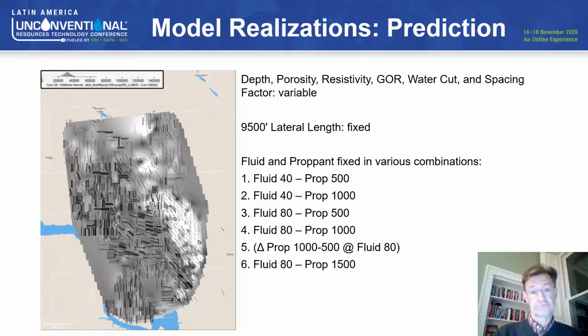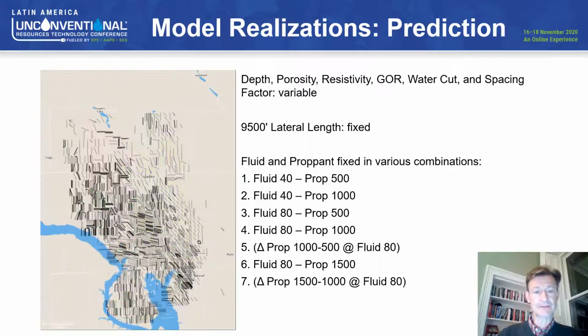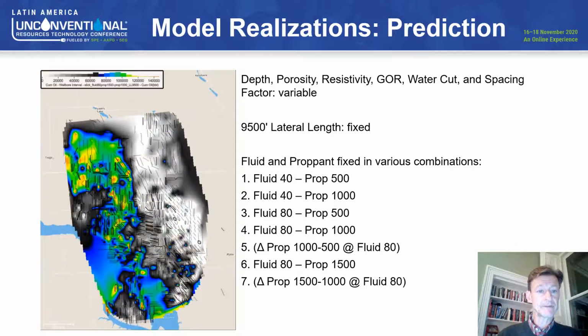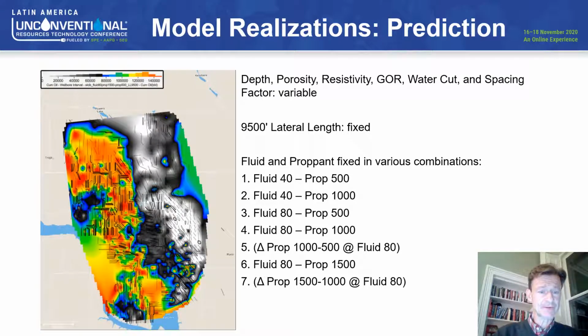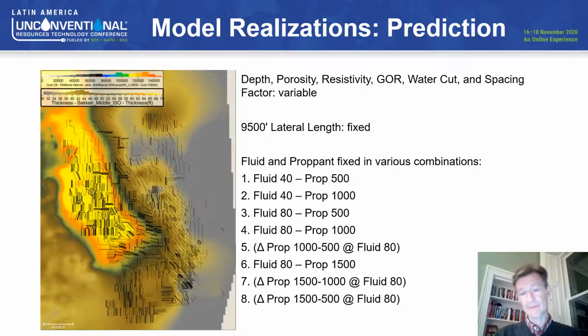Well, let's pump 1,500 pounds per foot with that 80 barrels per foot of fluid. That's the result over here on the left. Then let's look at the difference between the 1,000 and the 1,500 pounds per foot. Again, I'm just looking at how much improvement I got in production by adding more proppant. Here's that map. Now you're picking up not just 20 to 40,000 barrels, but in some places you're getting a big improvement, 80 to 100 to 150,000 barrels. And now finally we look at the difference at 80 barrels per foot of fluid between pumping 500 pounds and 1,500 pounds per foot of proppant.